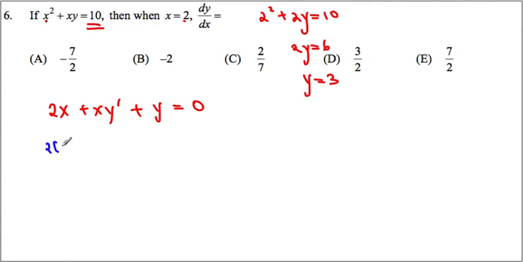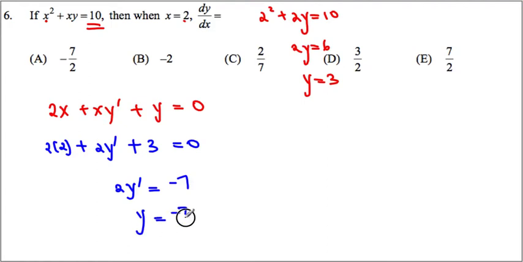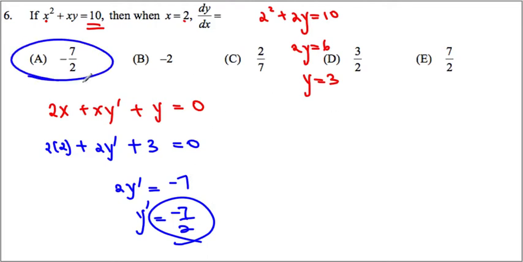So we have 2 times 2 plus 2y prime plus 3 has to be equal to 0. Then you will realize that 2y prime must be equal to negative 7, where y prime becomes negative 7 over 2. So negative 7 over 2 becomes our answer, which is choice A.